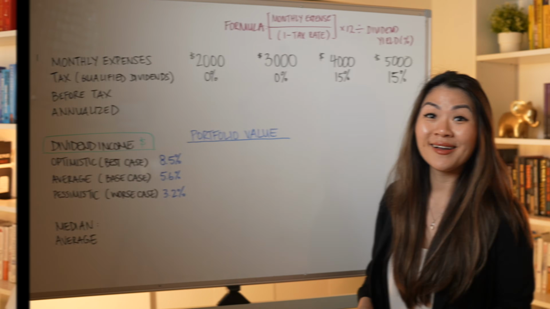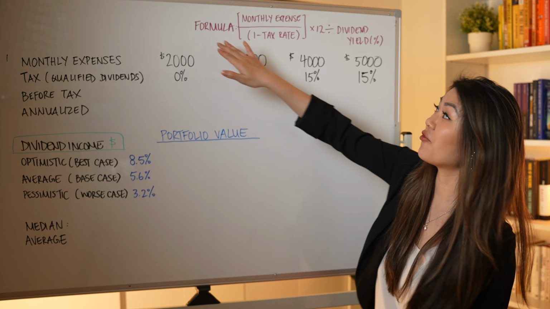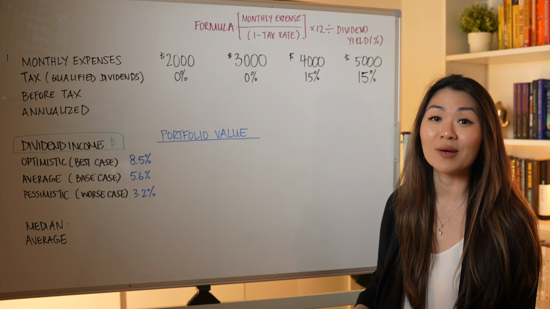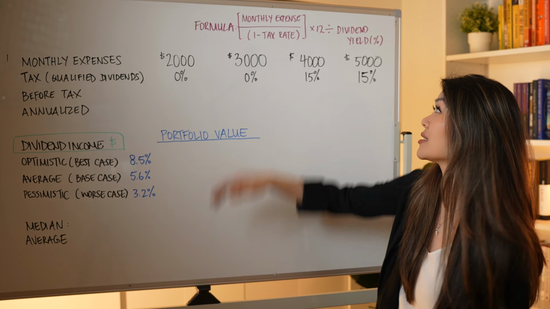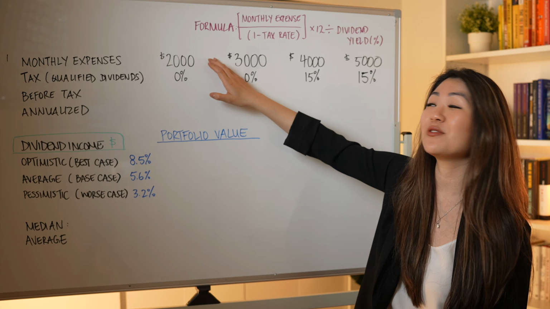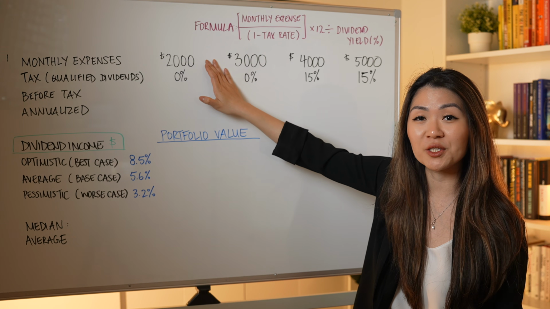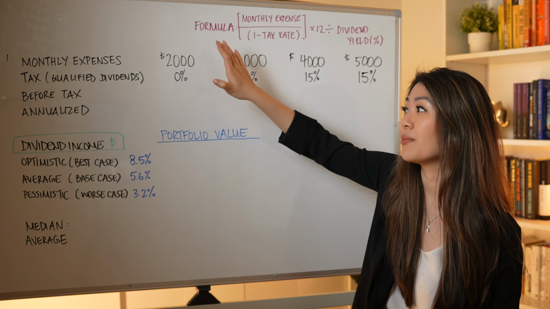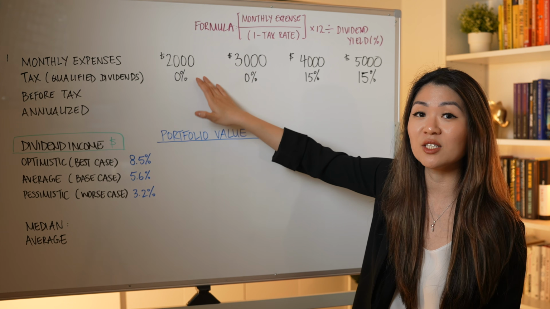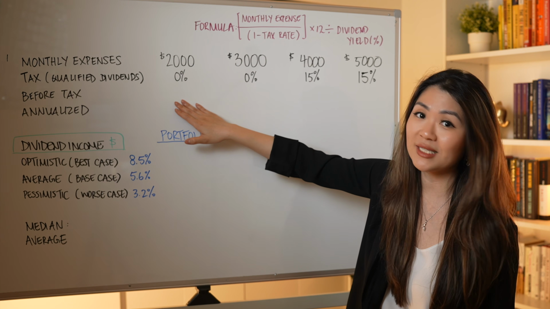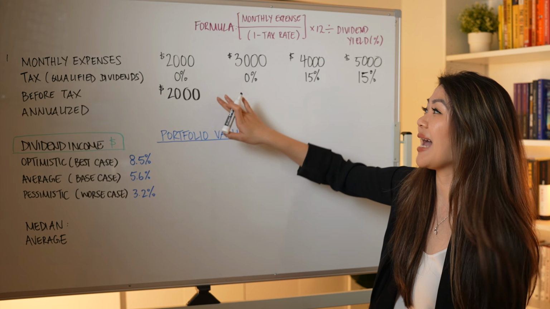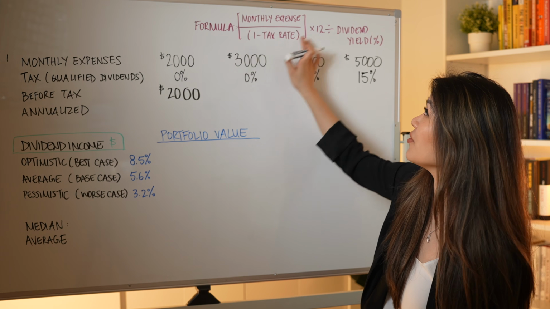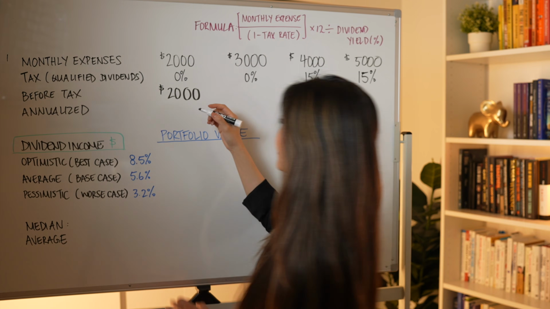So let's start with the formula. We have to go backwards and start by asking the question, how much money do we expect from our portfolio every month? And a good place to start is expenses. Okay. So assuming you want to make $2,000 of cash flow from your stock portfolio, you have no other sources of income, your tax rate on qualified dividends would be 0%. So your before tax amount is $2,000. And if we were to annualize this, multiply by 12, it would be 24,000.